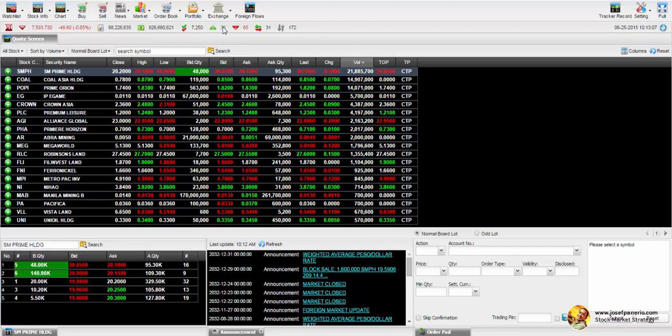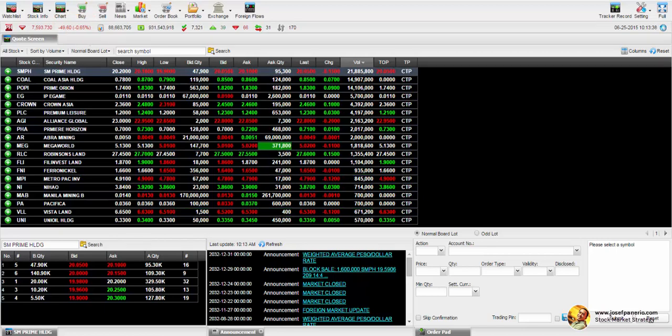So far, we have 38 stocks that went up, 65 stocks that went down, and 32 were unchanged. Okay, and this is the current PSEi. We are now at 7,593, which is down by 49.60 points or 0.65%.